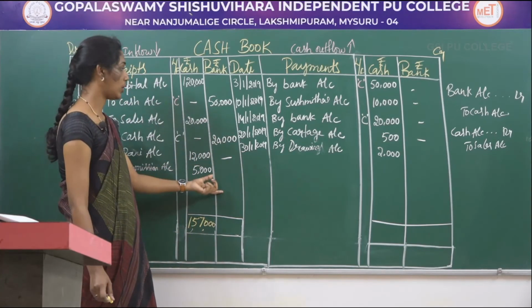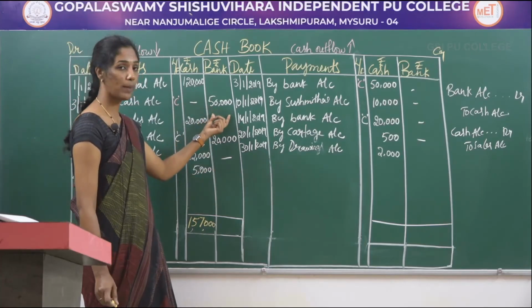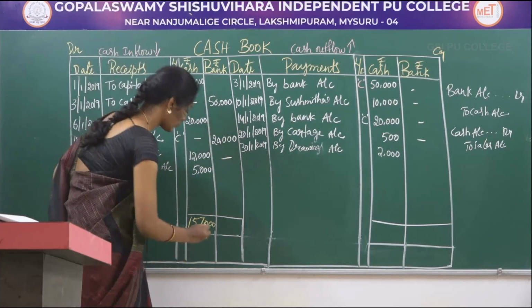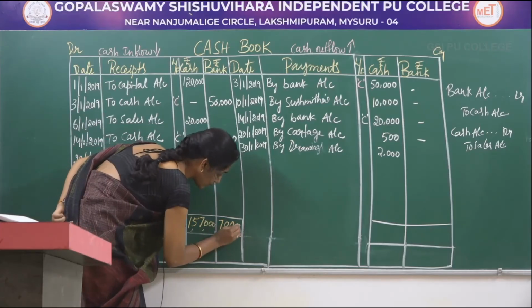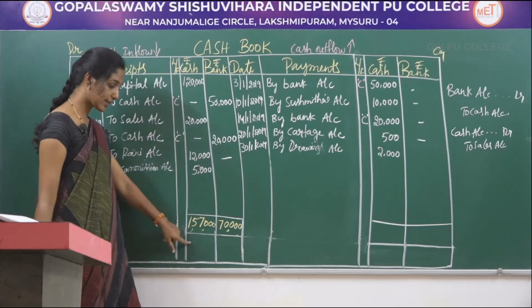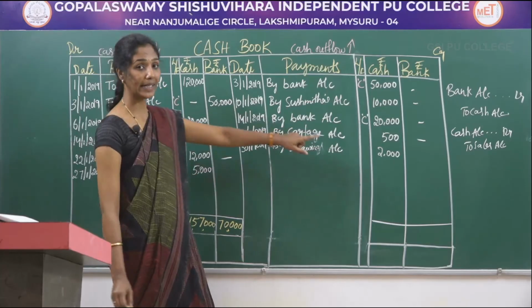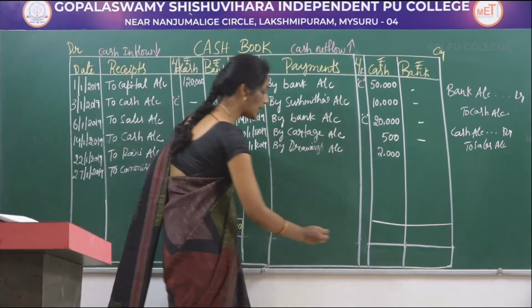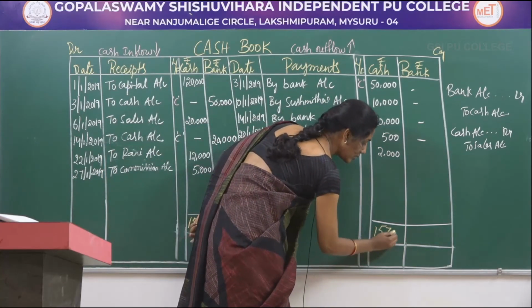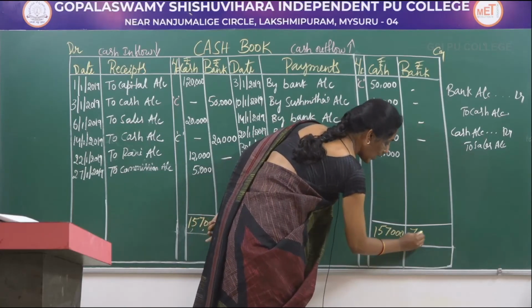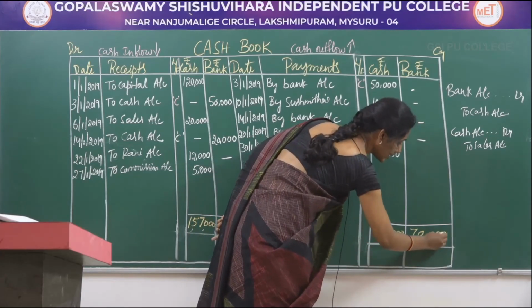And coming to the bank column, make a total of the bank column. 50,000 plus 20,000 comes to 70,000. Write the same total on the credit side, 1,57,000 and 70,000.